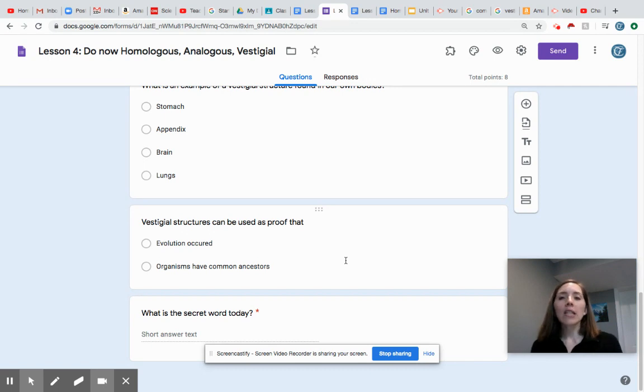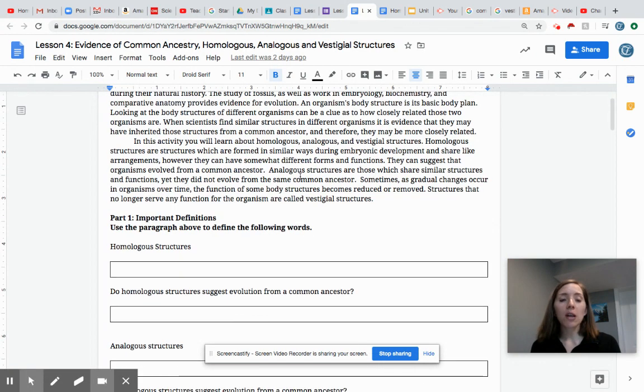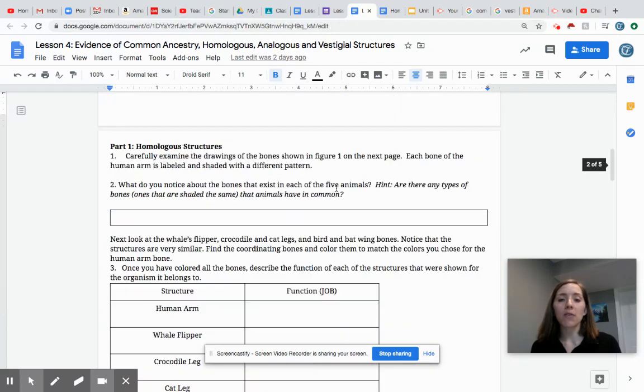Then you're going to get into an activity where you're going to be looking at examples of homologous and analogous and vestigial structures. Also posted under lesson four in classwork. Make sure you do the reading to start. Read about the things that you just watched on YouTube. The first couple questions are important definitions, and you can find the answers in the second paragraph here. Then you get into some examples of the different types of structures.